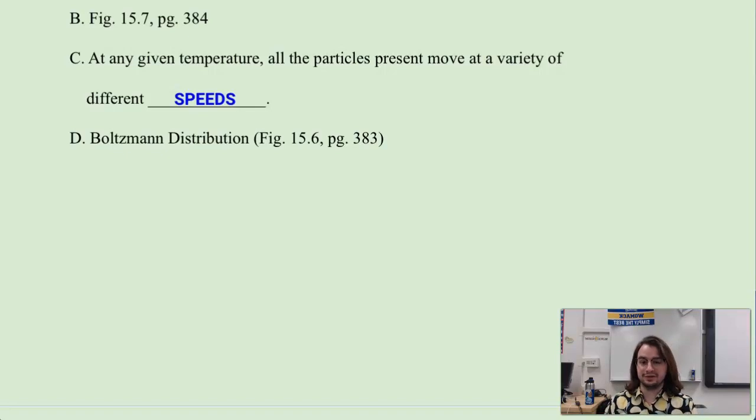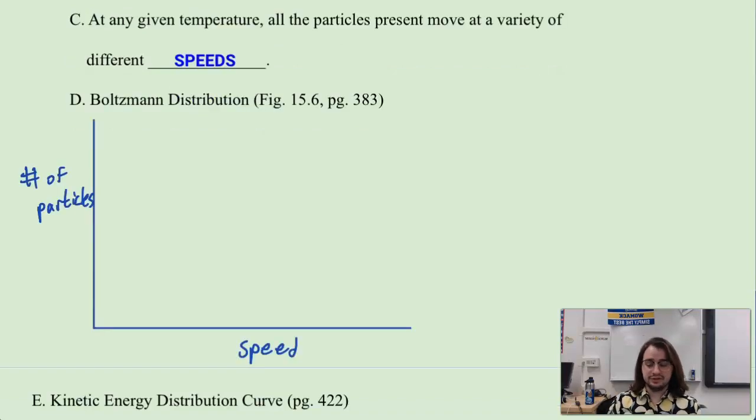So I'm going to come back after I draw some axes. You go ahead and do the same. This is our Boltzmann distribution axis. On the y-axis we have the number of particles, and then on the x-axis we have speed. So we're analyzing the number of particles and how fast they go, or how many particles go at a certain speed.